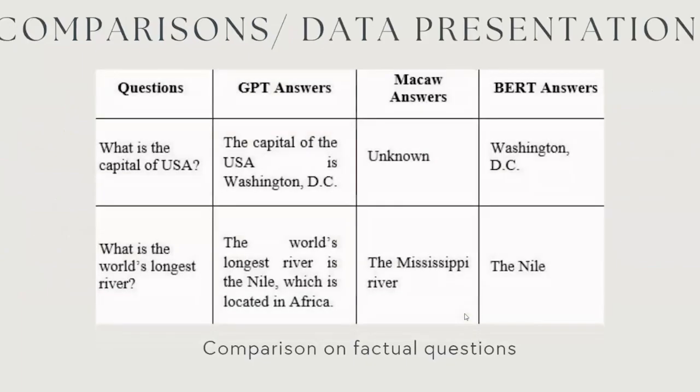So, first, as I said, we have factual questions. Here we have the result. We have given some questions, and this is a few examples of the questions we have selected. What is the capital of USA? We can see that GPT is able to answer, while Macau is saying that it's unknown. For BERT, it is giving a specific answer, which is Washington DC. Moving on, we have the longest river. Then GPT is able to answer that it's Nile. But Macau is answering it incorrectly.